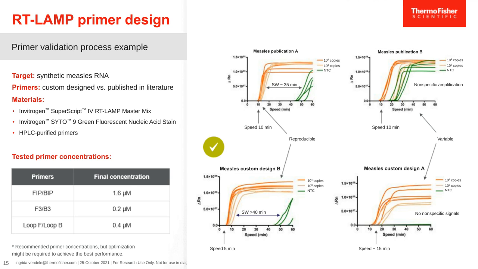So both publication A primer set and custom design B show good performance as we would like to have. Here we selected custom design B simply because of the speed. It's the fastest, but both show good performance and could be used. And hopefully this example provides you information on what to look for when examining a LAMP kinetic profile.